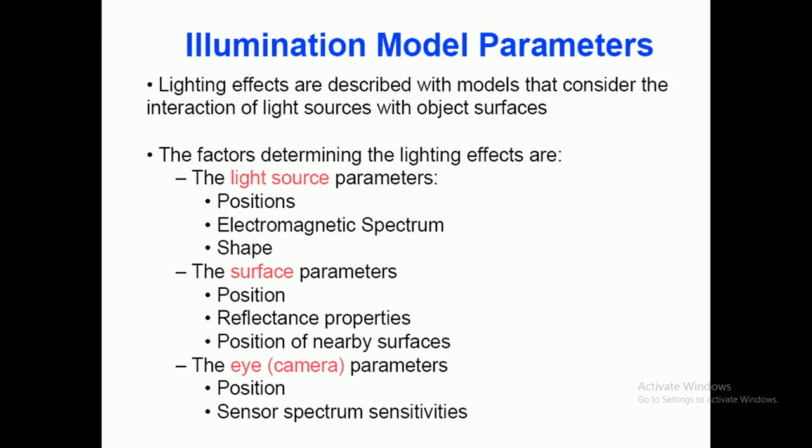Then that's the camera position, sensor spectrum sensitivities, and what type of sensors you are viewing with. This means the eye: some eyes are blurred, some eyes may see nearby objects, some eyes may see far away objects. That is again sensor spectrum sensitivity. These are the parameters we have to consider whenever we are rendering any object in OpenGL, right? For all these we have to consider whenever we are rendering.